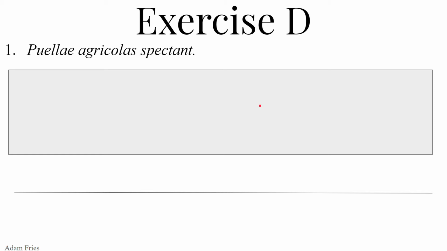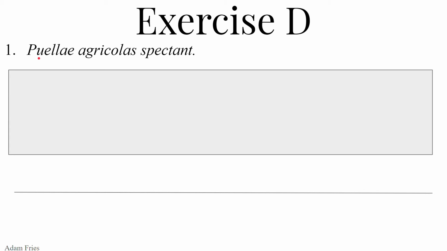All right, so sentence number 1. Puellae agricolas spectant. So make sure you show your work in the box. Show your parsing. It's like in math class. Show your work when you solve the equations. It's really fun and cool to solve for x, to find the translation, but you need to show your work. So start on the left. Work your way, each word one at a time, towards the right.